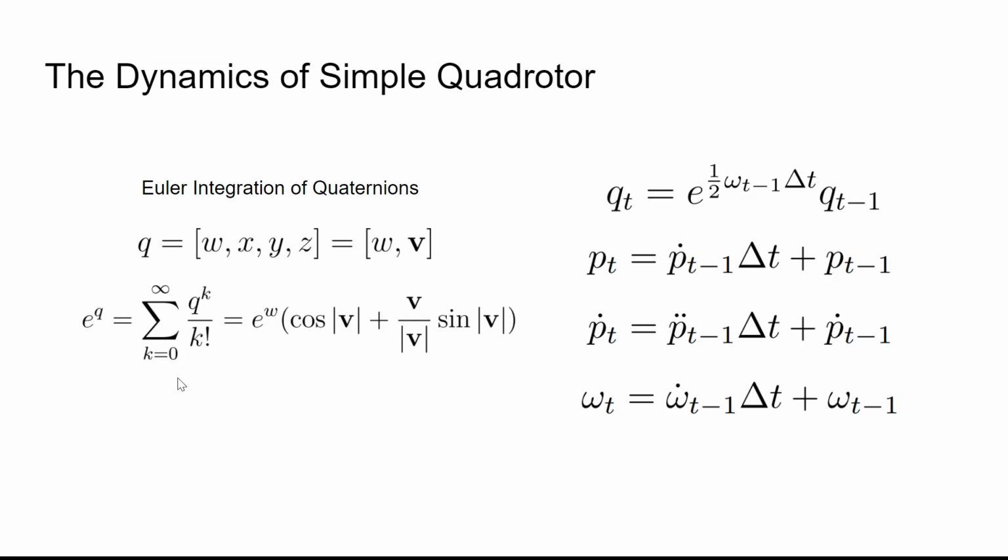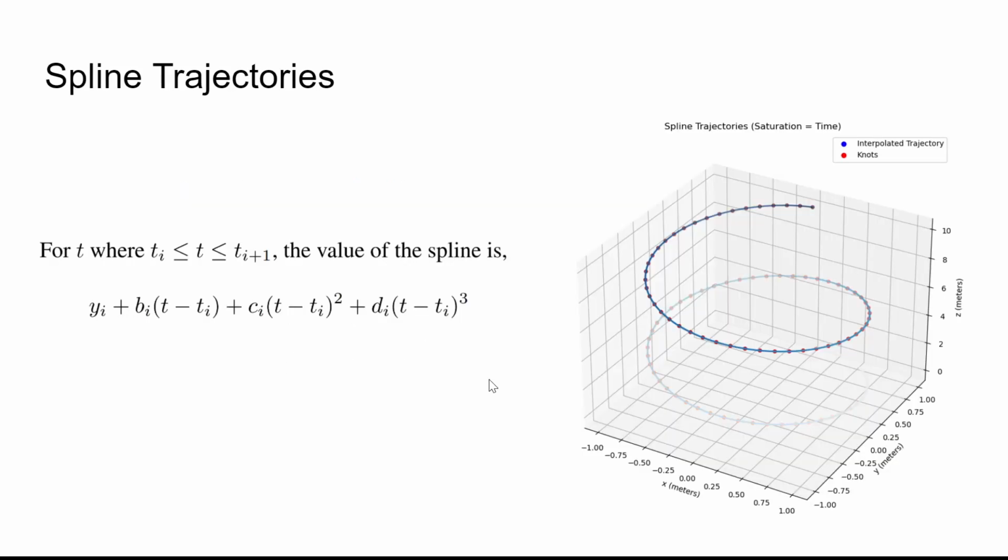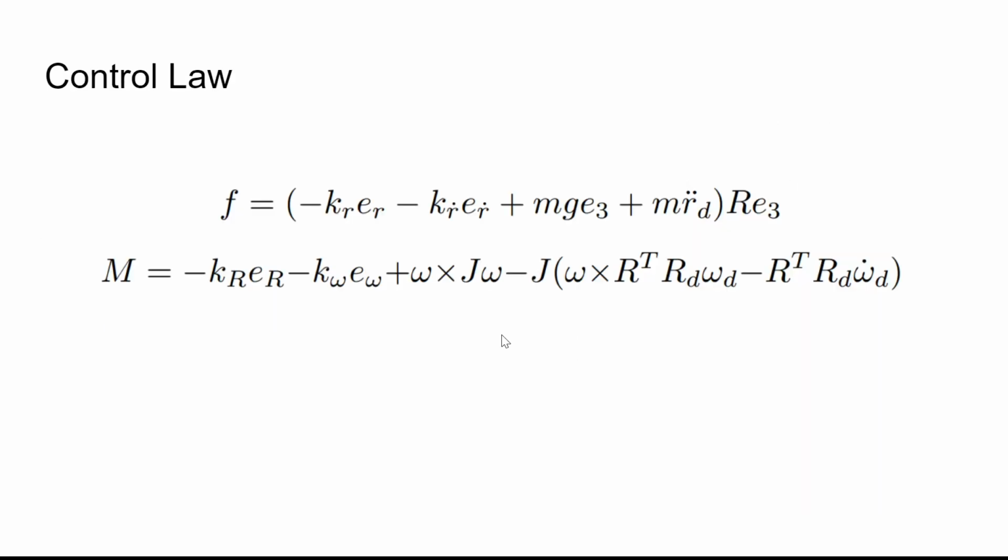The value of the exponential map can be found using this expression here, which is derived from the summation form of the exponential function and is closely related to the polar form of complex exponentials. Finally, I use spline trajectories because they can be very easily differentiated using this expression for their value at time t. This just lets me interpolate between points sampled from another trajectory.